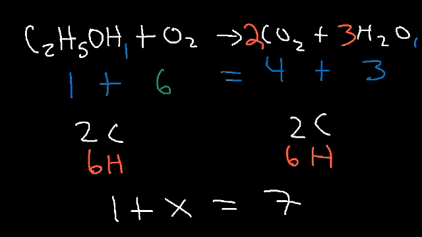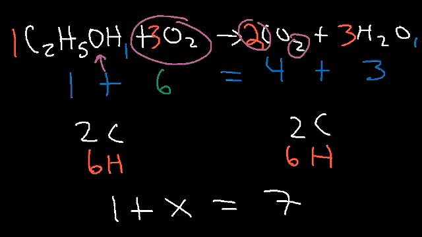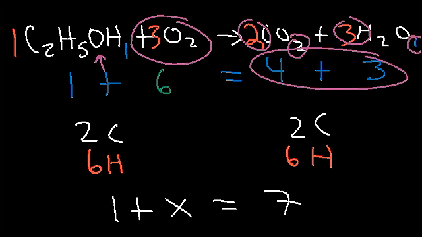So we need 6 oxygen atoms from O2. 6 divided by 2 is 3. So we got to put a 3 in front of O2. So now everything is balanced. We have 2 carbon atoms on both sides, 6 hydrogen atoms, and a total of 7. 3 times 2 is 6, plus 1, that gives us 7. 2 times 2 is 4, 3 times 1 is 3, 4 plus 3 is 7. So everything is equal, and the reaction is now balanced.